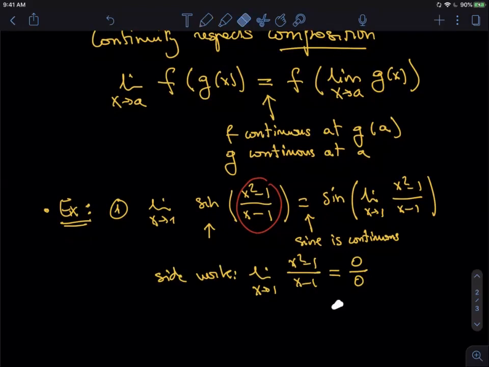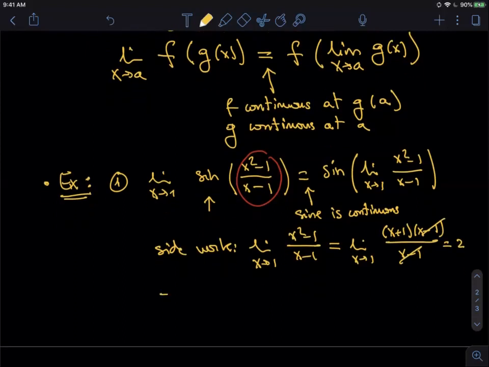Because if you notice, I have x plus 1 times x minus 1 on the numerator divided by x minus 1. So what is this limit? It is 2. So the limit of this whole expression is going to be the sine of 2. You see the way we did it, we brought the limit inside the sine function because the function is continuous.